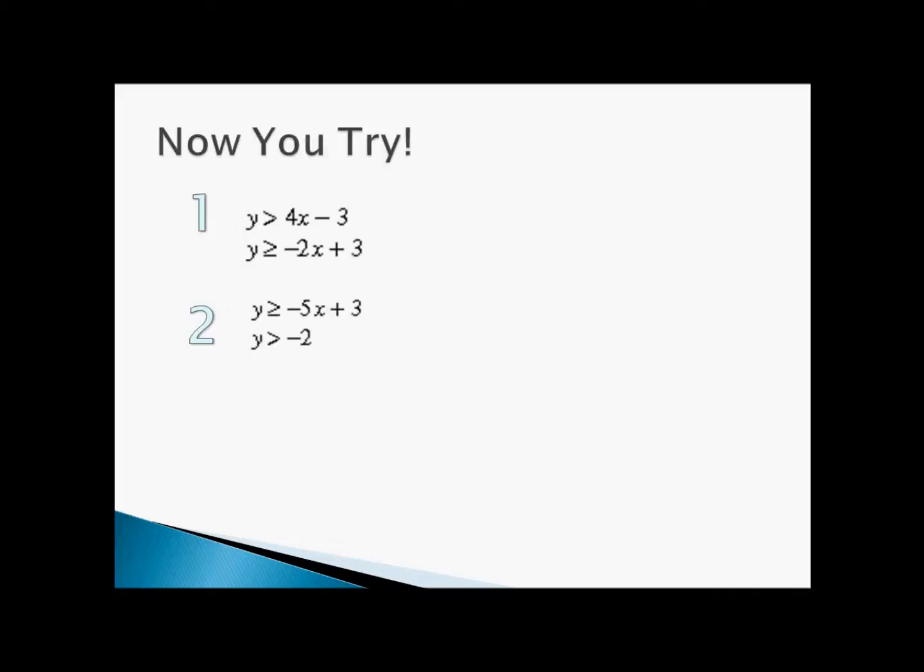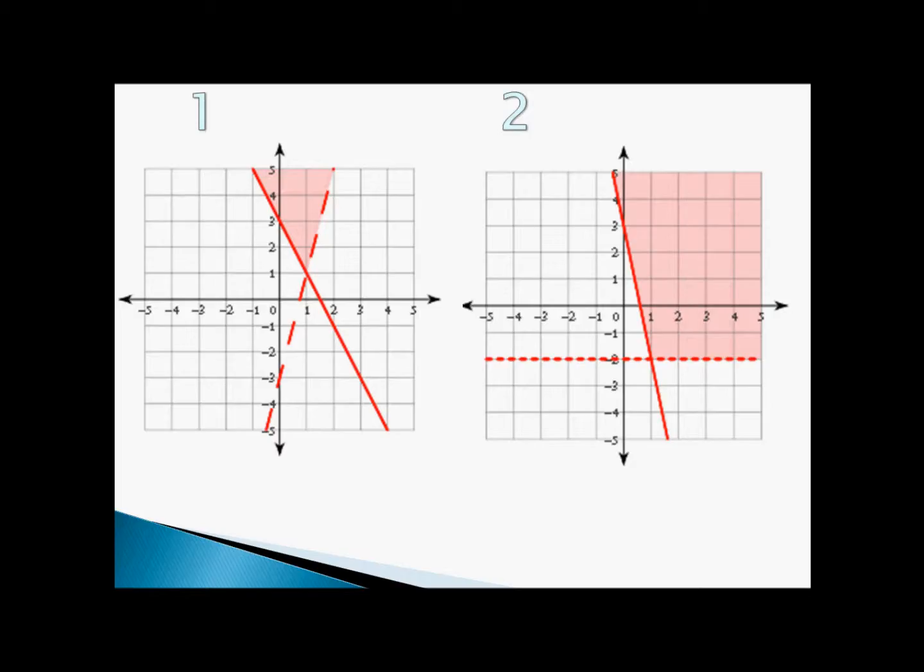Alright, so next I'm going to have you guys try. So here's our first equation. y is greater than 4x minus 3, and y is greater than or equal to negative 2x plus 3. Alright, I'm going to give you a minute to do this one. If you haven't finished it before I'm done, just pause the video and keep working.